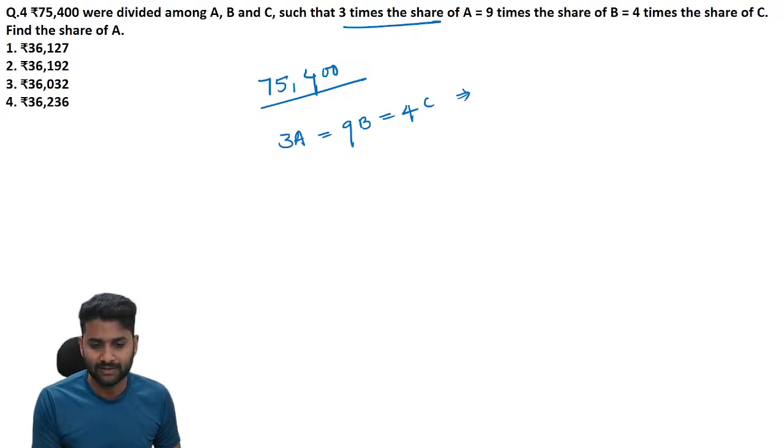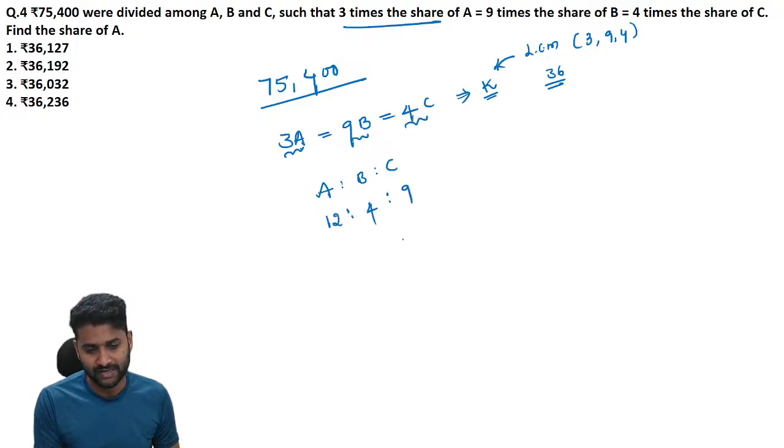So we know that the value of 3 times A, 9 times B, 4 times C is the same. Let us take it as K. Instead of K, you can apply the concept of LCM. So the LCM of 3, 9, 4 is better. The LCM of 3, 9, 4 is 36. If 3A is 36, now in the A, B, C ratio, A must be replaced with 12 units, B must be replaced with 4 units, and C must be replaced with 9 units.